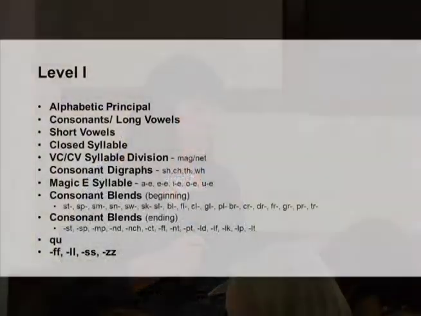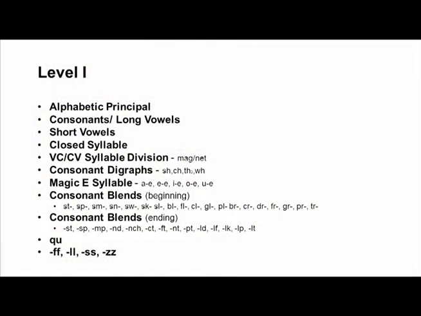So this is very important. This is the scope and sequence. This is essentially all of the lessons that you'll teach. So if you look at the first one, we have the basic alphabetic principles. And then we go on to consonants and long vowels.